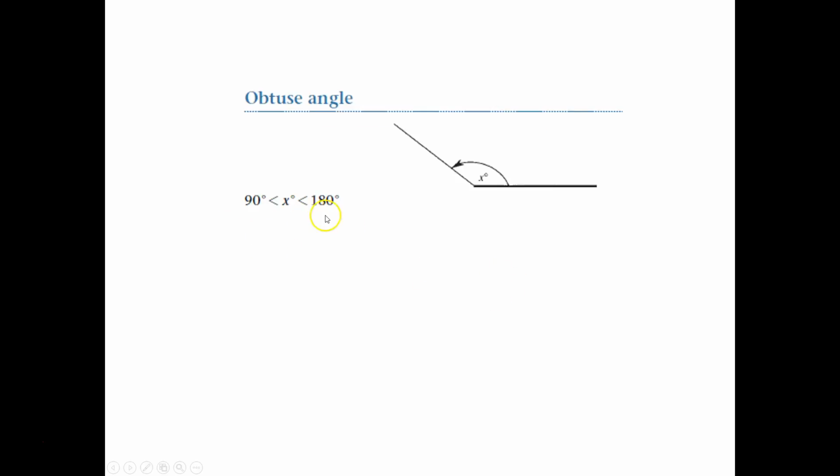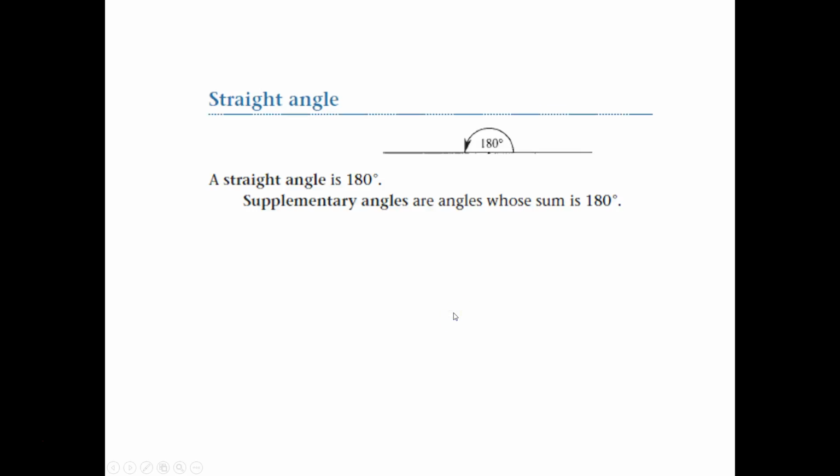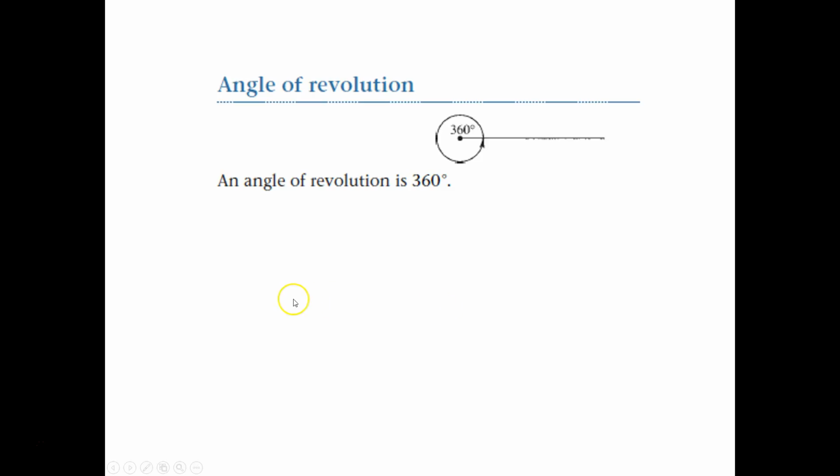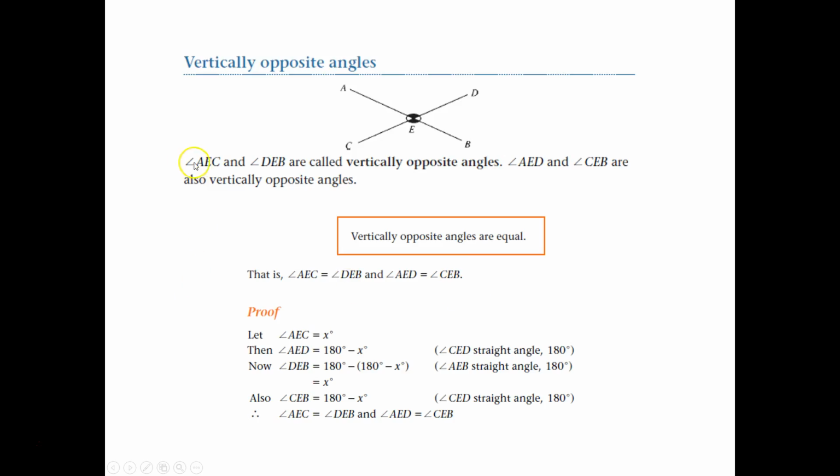Obtuse angles, that's between 90 and 180 degrees. Straight angles, reflex angles, and angles of revolutions. That brings us to vertically opposite angles. Now, vertically opposite angles are equal.